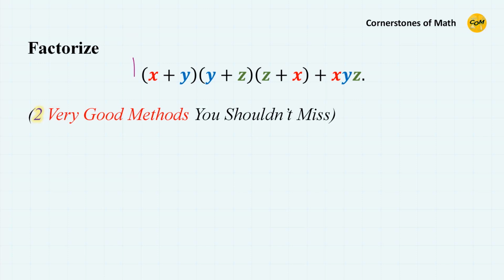In this video, we are going to factorize (x + y)(y + z)(z + x) + xyz, and I gotta say it is not as easy as it looks. But this problem can still be solved in two methods, and I think that both methods are beautiful and they might be useful when you encounter similar situations. So let's get started.